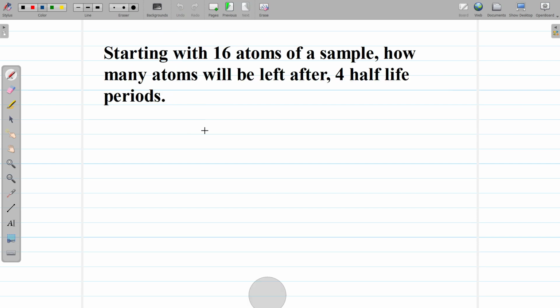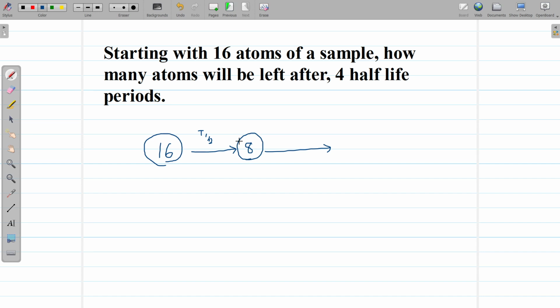Now coming to the second problem. Starting with 16 atoms of a sample, how many atoms will be left after 4 half-life periods? So initially we have 16 atoms and we have to move 4 half-life periods. How many atoms will be left after 1 half-life period? We know half-life period means time taken for half of the atoms to decay. So 16 atoms will decay into exactly half after 1 t half.